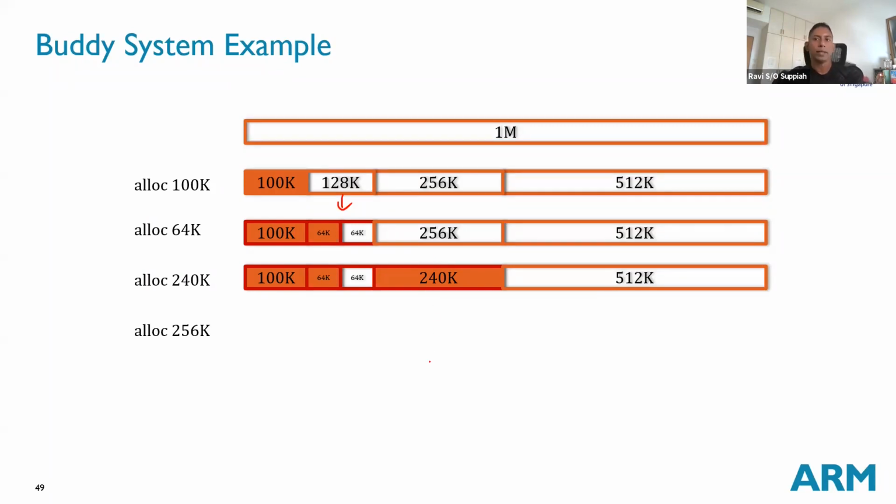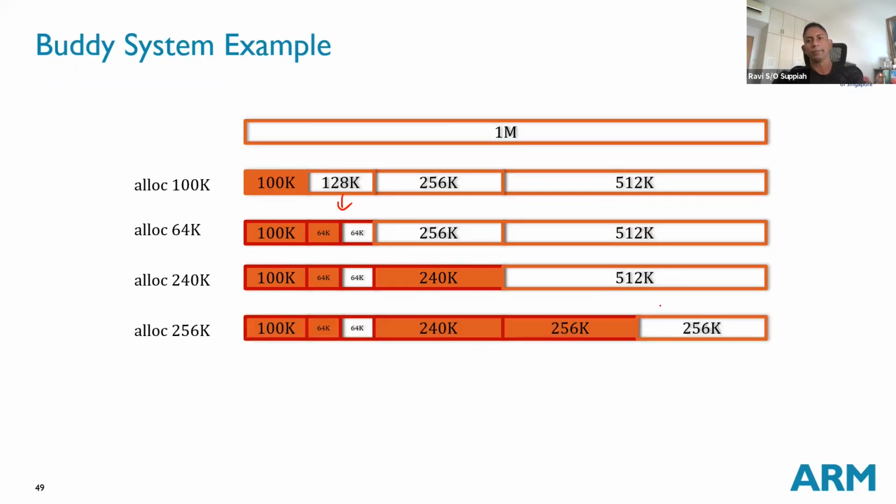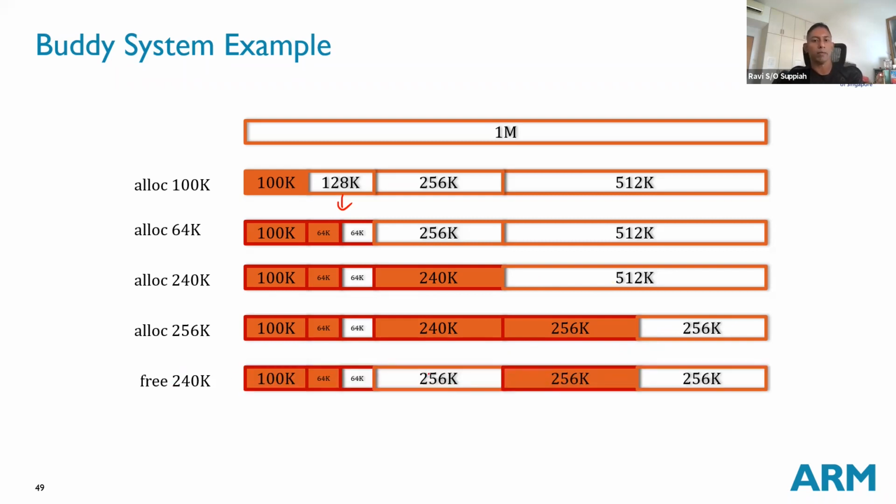Okay, and I want another 256K. Then I split up again. As you can see, the memory does not split up in advance on all the layers. It only splits up as and when the request comes in. Once I free up any memory, if possible to merge, I will merge. But I can only merge if the size is aligned.